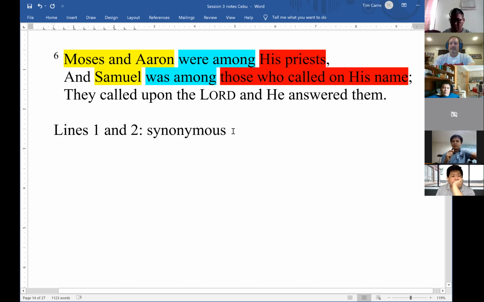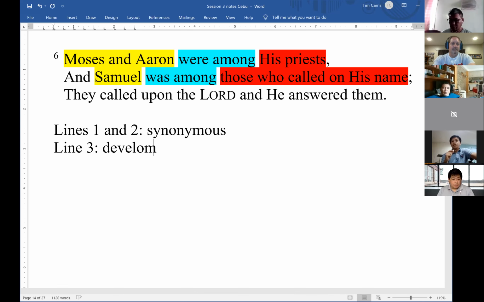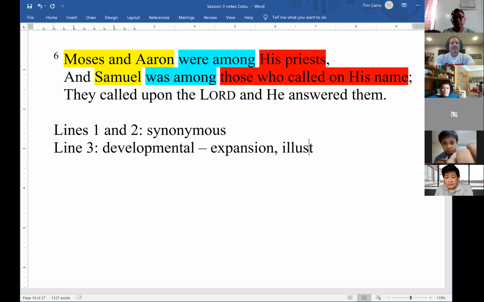All right, how about line 3? It's developmental, I think. It develops the first line and the second line. How? Addition. It adds information. Okay, I've heard several: expansion or adds, illustrate, and I've heard result.